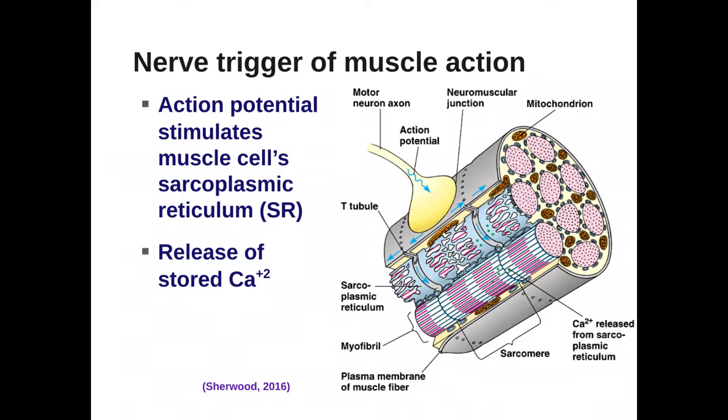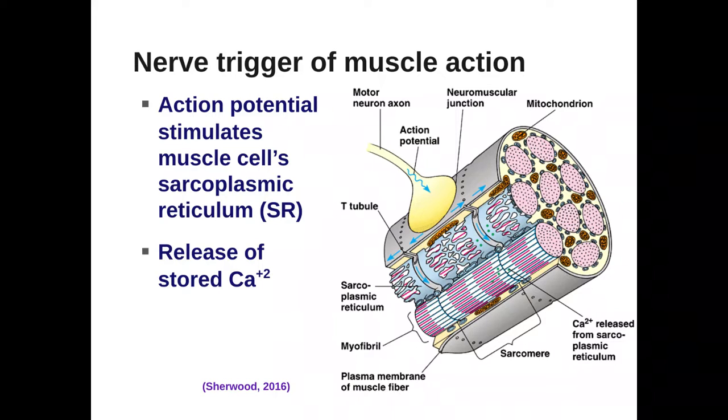All right. So when a muscle cell is triggered, this would be done by a motor neuron. You can see an action potential coming down this motor neuron. It's going to stimulate and then release acetylcholine across the neuromuscular junction. That's going to trigger an action potential actually within the muscle, and that's going to trigger calcium release from the sarcoplasmic reticulum. So the action potential stimulates that muscle cell's sarcoplasmic reticulum, which releases the stored calcium.